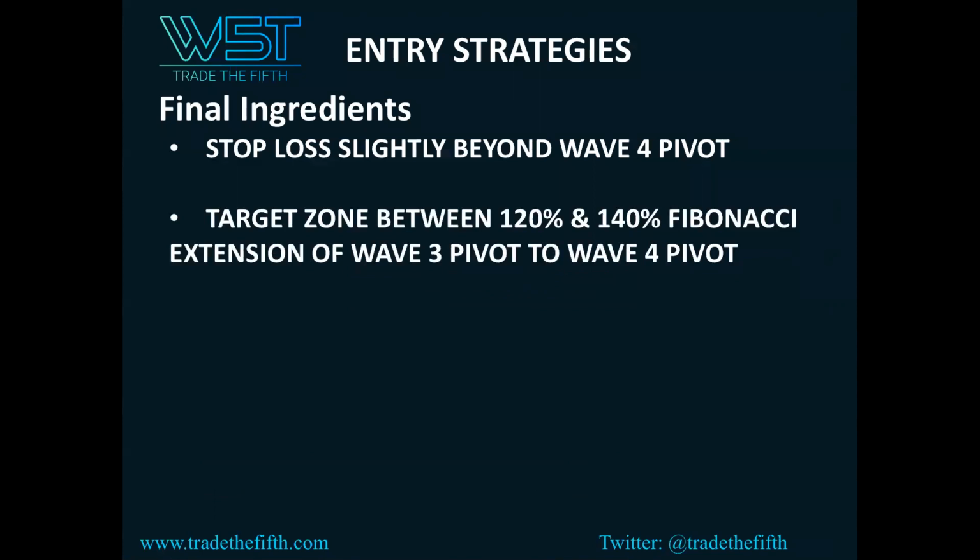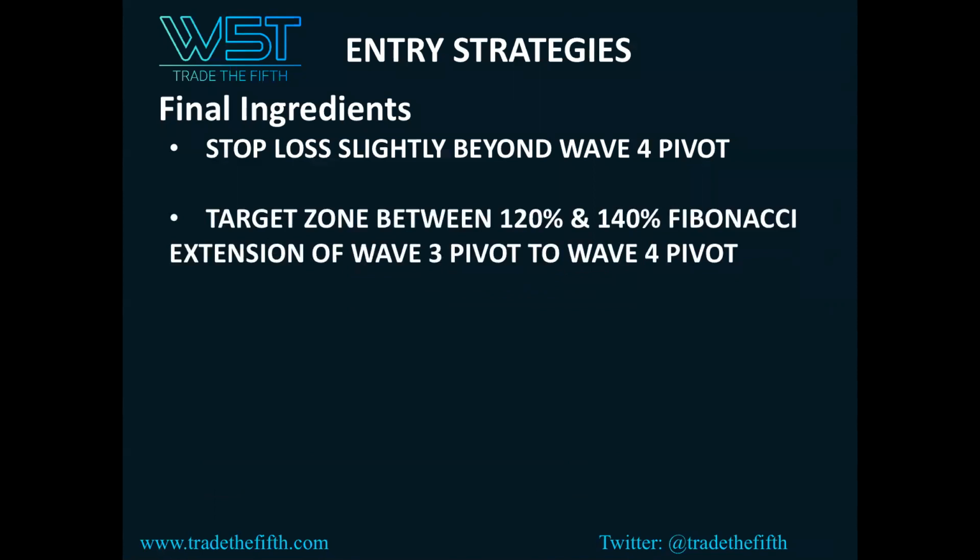So target zone. Now, I put this in, and this is how we measure our target zones. In reality, there's a few other things, but these are the basics. The target zone is between 120 and 140% of a Fibonacci extension from the wave 3 to the wave 4 pivot. So what you do is you start at the wave 4 low, for example.